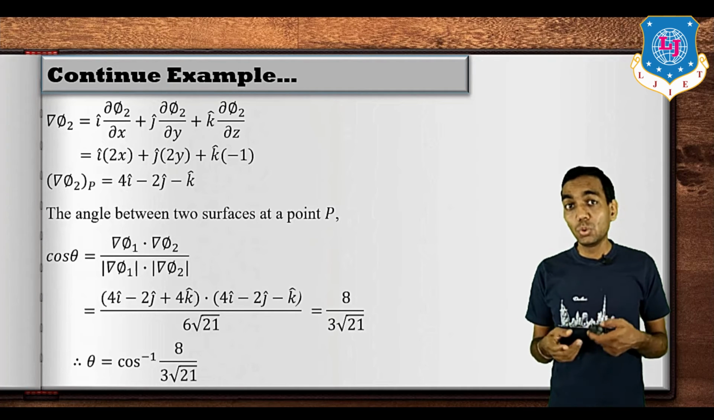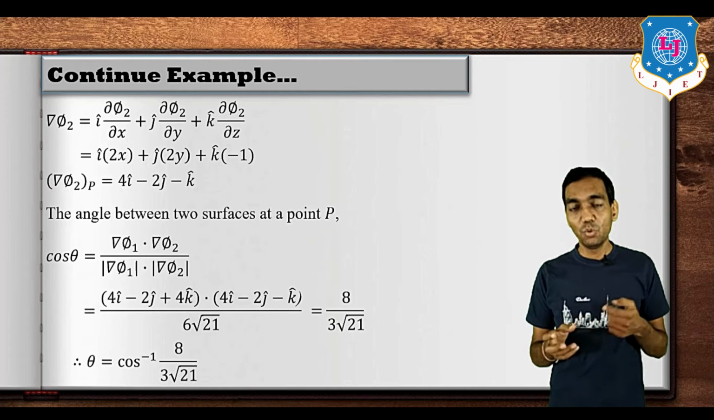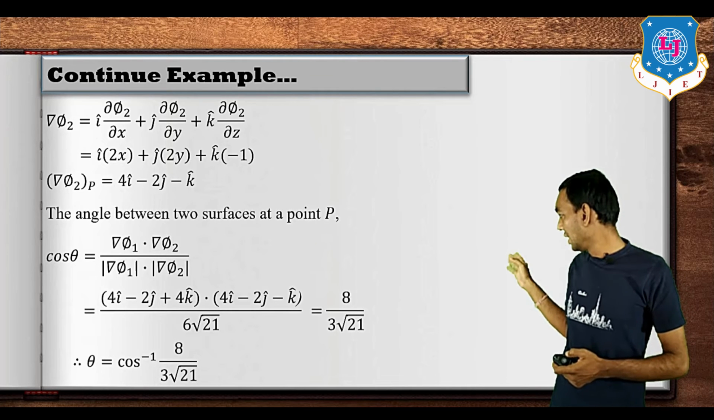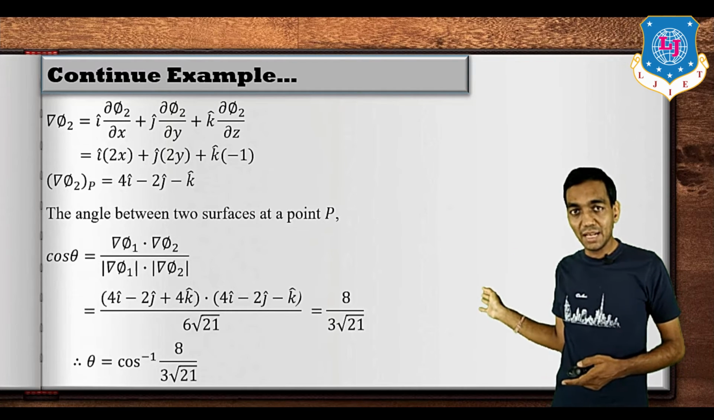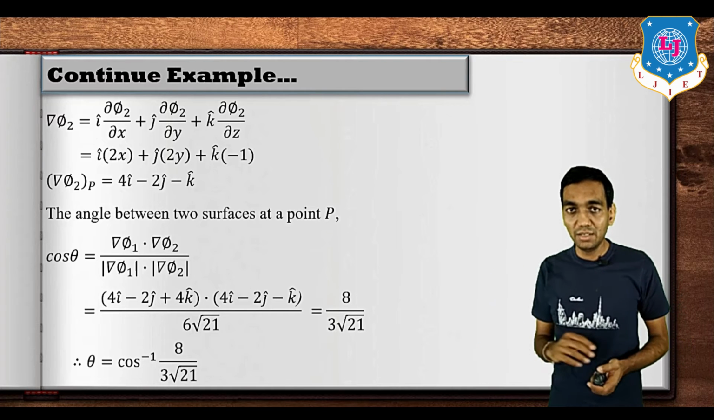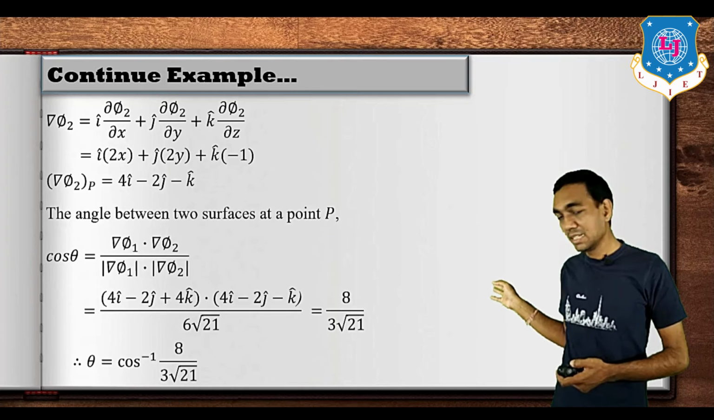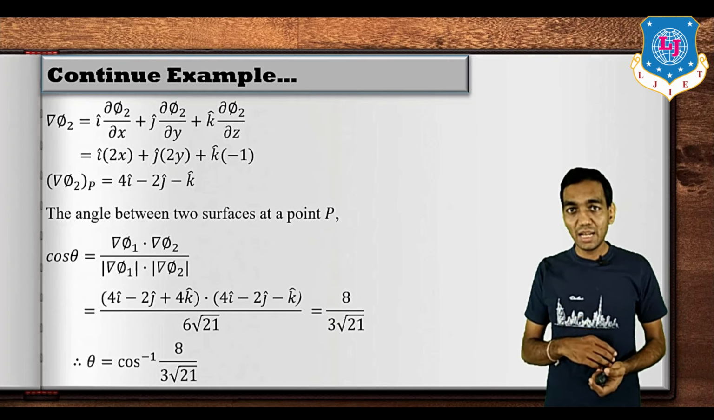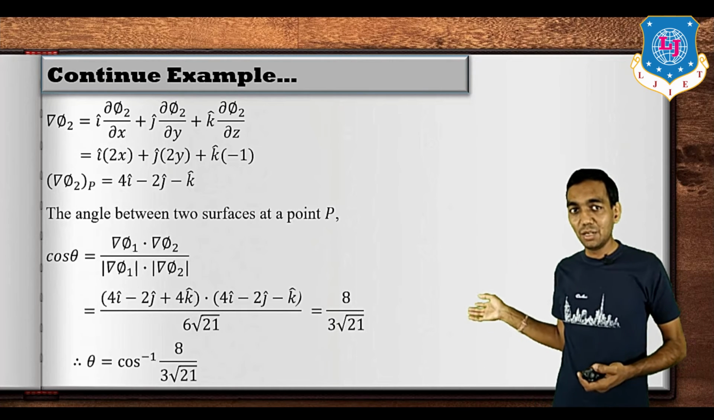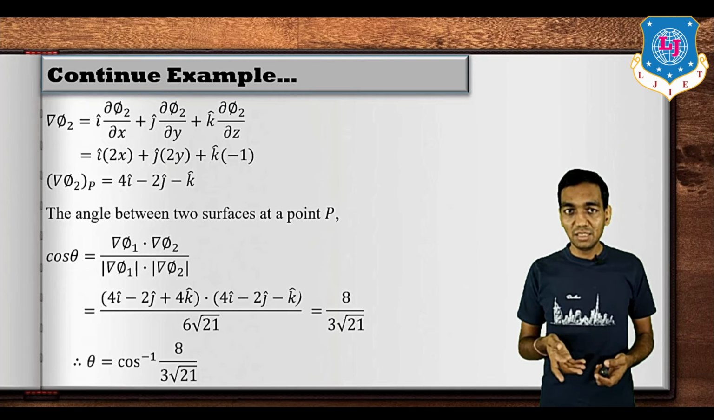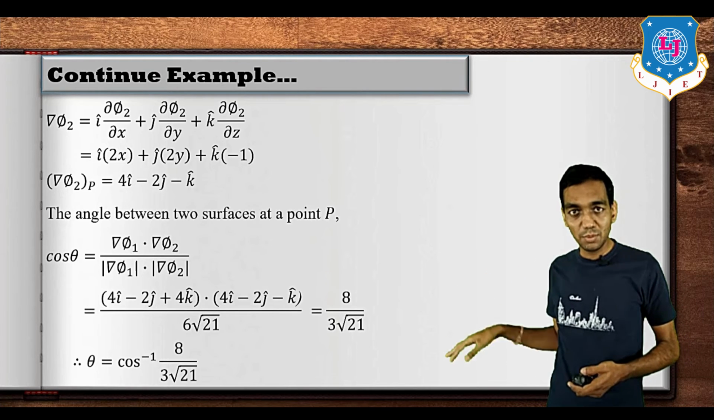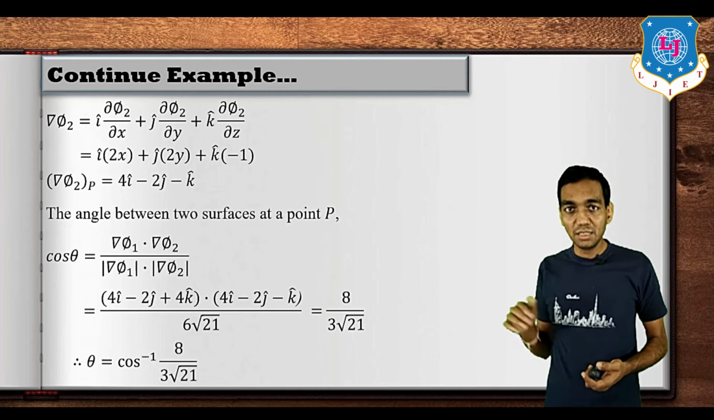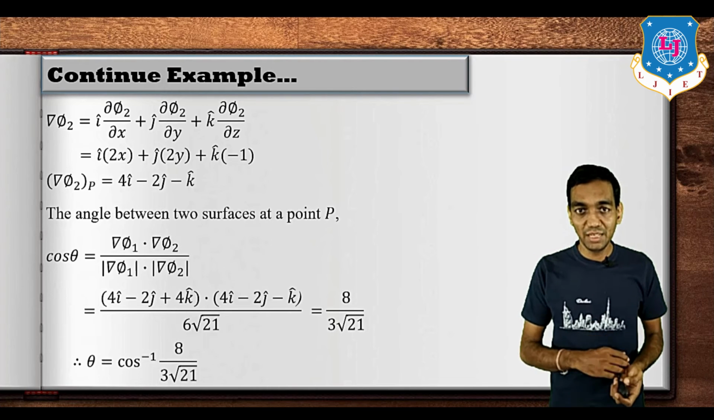Now if you have to find the angle between two surfaces, then you have to find the angle between the two gradient vectors at a point, that is, both are going to be the same. That's why we start with cos theta is equal to grad phi 1 dot grad phi 2 divided by mod grad phi 1 into mod grad phi 2. So grad phi 1 has the value 4i minus 2j plus 4k and grad phi 2 has the value 4i minus 2j minus k, divided by mod of grad phi 1, that is nothing but under root of 4 square plus minus 2 square plus 4 square, and in the same manner mod of grad phi 2, that is under root of 4 square plus minus 2 square plus minus 1 square.